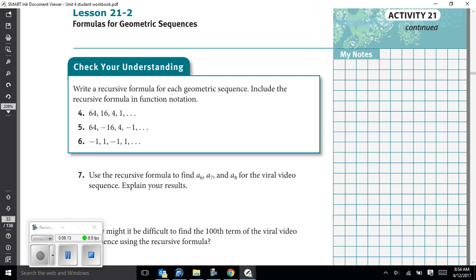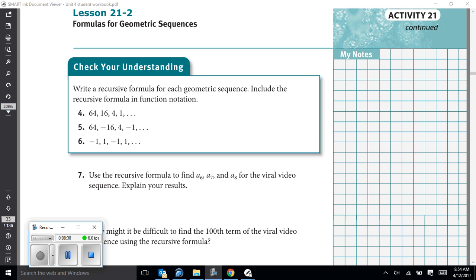Alright, so let's pause here and do the check for understanding. We'll do this one together. So here, Jordan says we're dividing by 4. Does that make sense? So 64 divided by 4 is 16, 16 divided by 4 is 4, and 4 divided by 4 is 1.